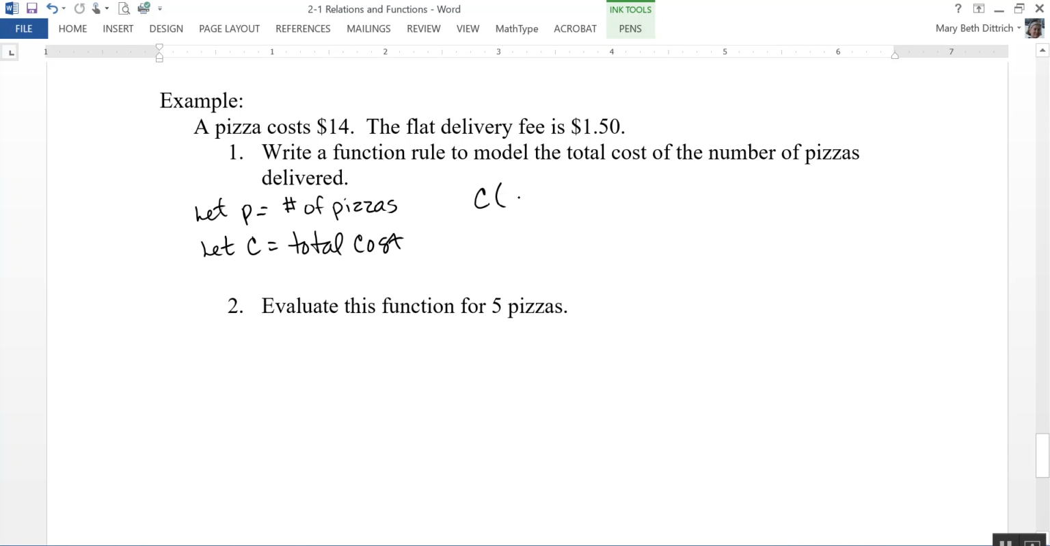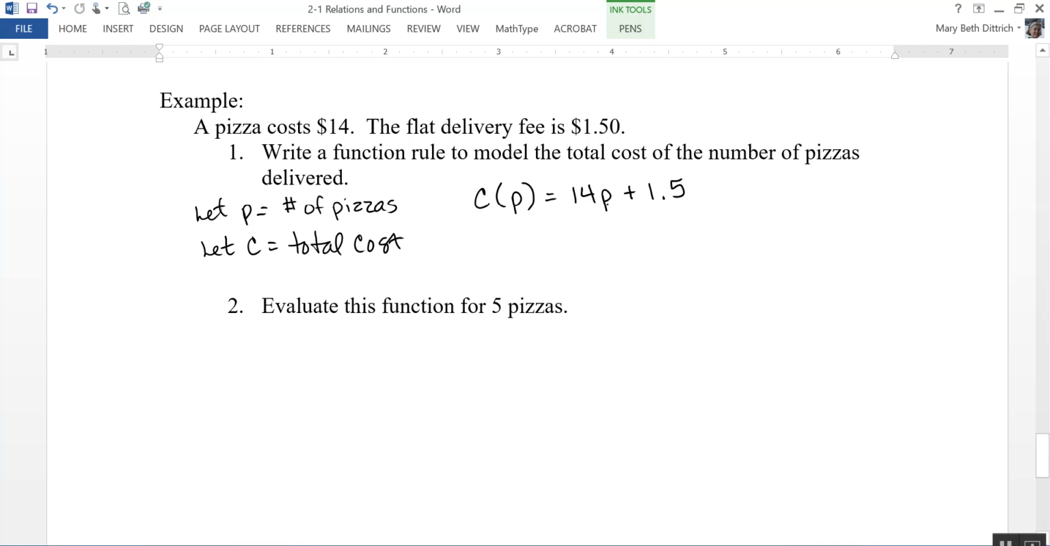So C of P, the cost, which is dependent on how many pizzas I buy, is equal to $14 for each pizza plus $1.50 flat delivery fee. The delivery fee doesn't change. I mean, I can order 100 pizzas and it's still $1.50. Of course, I better give them a pretty good tip at that point, but each pizza costs $14.